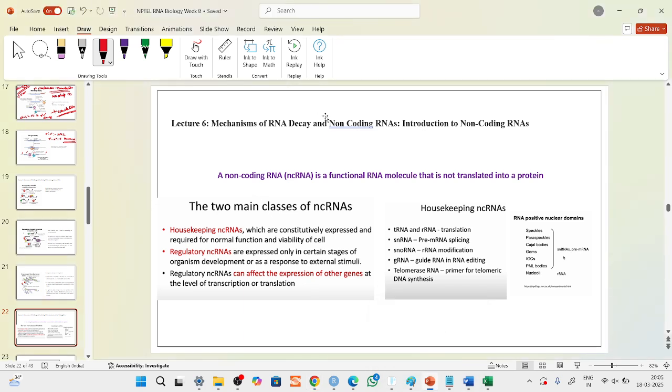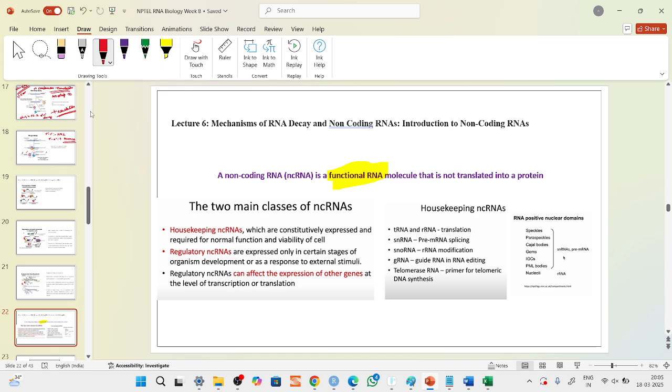Okay. Now, non-coding RNAs, what is the definition of a non-coding RNA? A non-coding RNA is a functional RNA molecule. Now, remember this term, functional, because earlier scientists or researchers used to think that non-coding RNAs are not functional. But now we know that even non-coding RNAs are functional. So a non-coding RNA is a functional RNA molecule that is not translated into a protein. The only difference is that that particular RNA molecule is not translated into a protein.